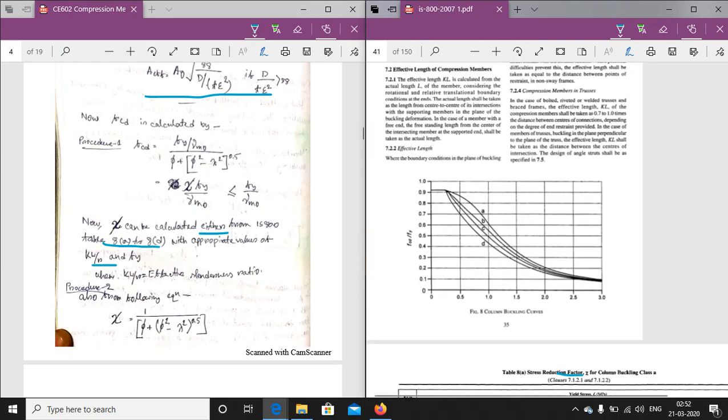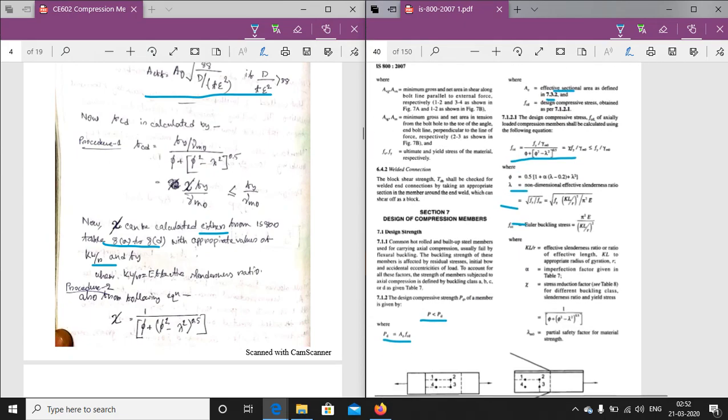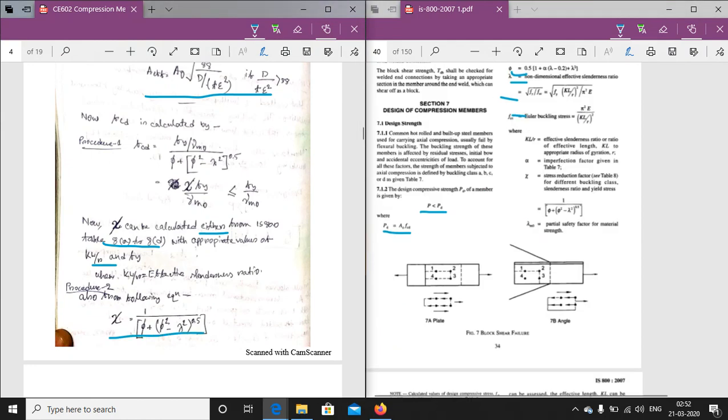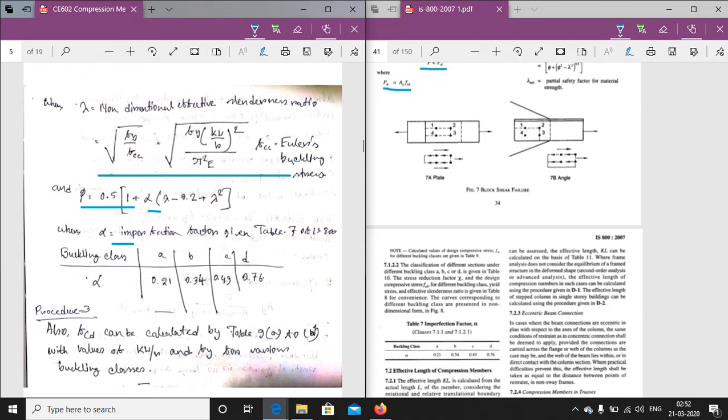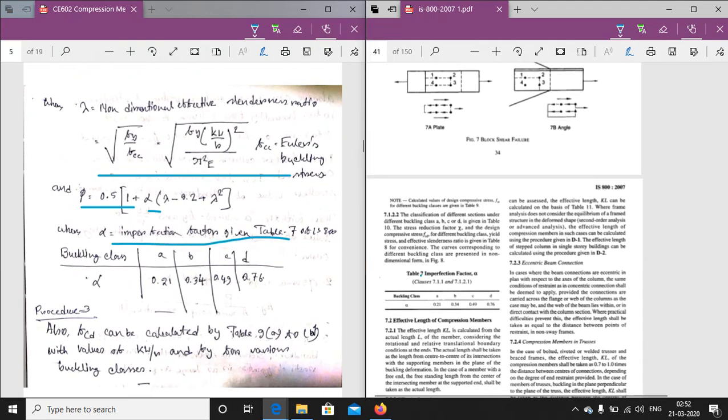The second procedure is by following the xi formula: 1 by phi plus root of phi square minus lambda square. By calculating this formula, we determine the xi. Alpha is equal to the imperfection factor given in table 7. This is table 7. The imperfection factor is given for the buckling class; for every buckling class the imperfection factor changes. So putting the value, we get the value of the xi.